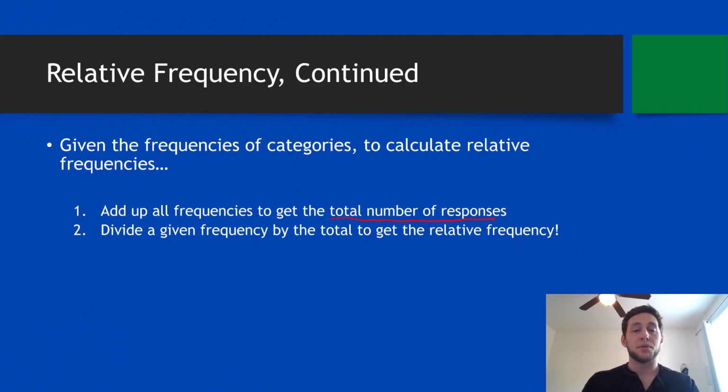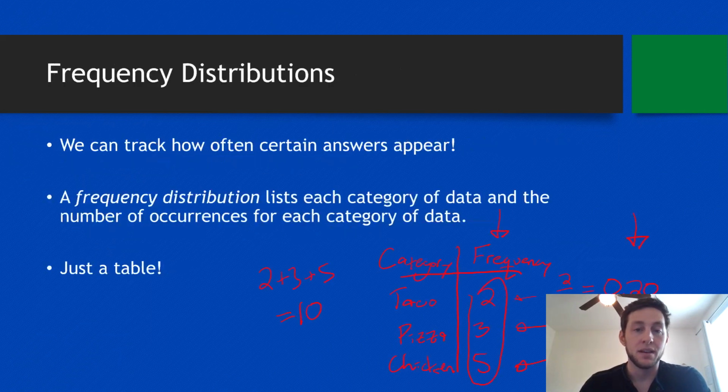Once you have the total number of responses, divide the frequency by the total to get the relative frequency. All I mean, if I can zoom back, is in order to get 20%, we took the frequency of 2 and divided it by the total of 10. In order to get 30%, we took the frequency of 3, or the tally of 3, and divided it by 10. Yet again, the total. And 5 over 10.